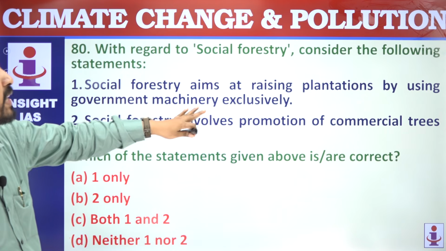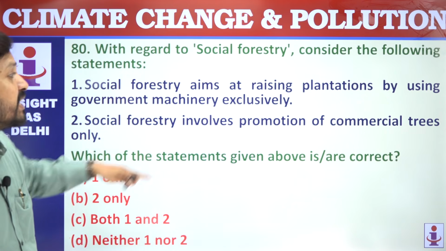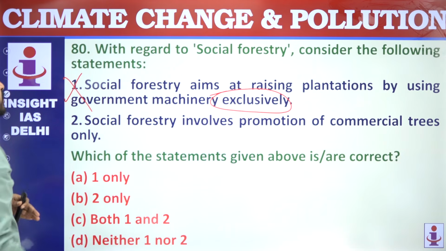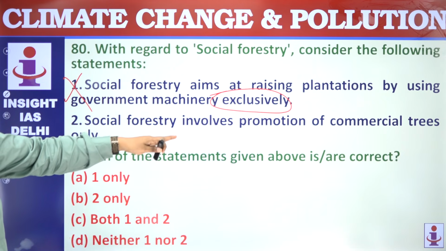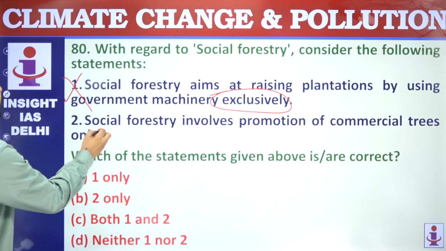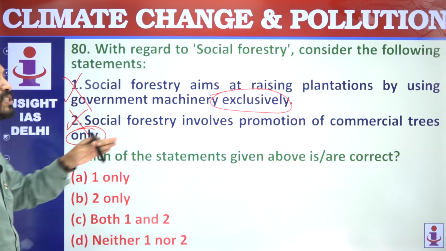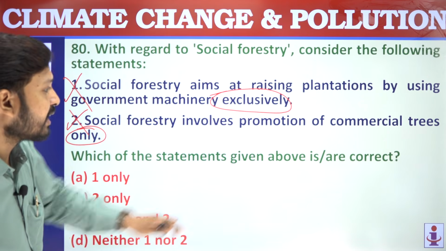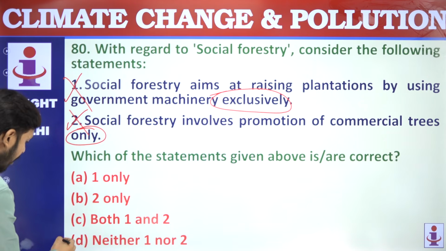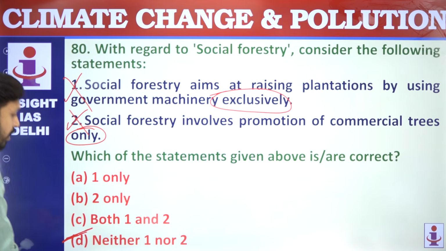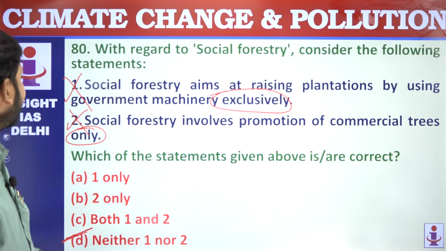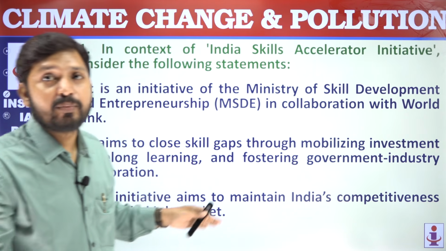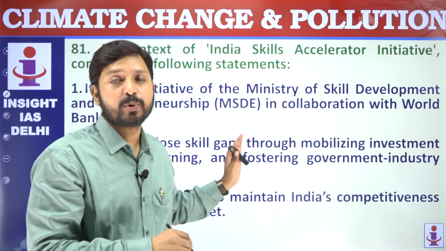Social forestry aims to raise plantation by using government machinery exclusively. No, it is not government machinery exclusively. Social forestry involves promotion of commercial trees only, an extreme statement, and it is not just commercial, non-commercial will also be there. So both are wrong, and they are asking for the correct one, so none of the options are right. So neither 1 nor 2 is the right statement for us. Next one. From here, see, we have completed almost all the climate change and pollution related questions.